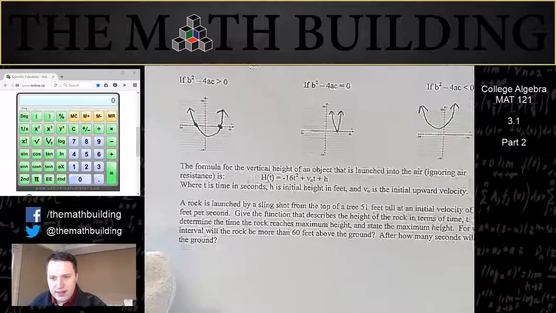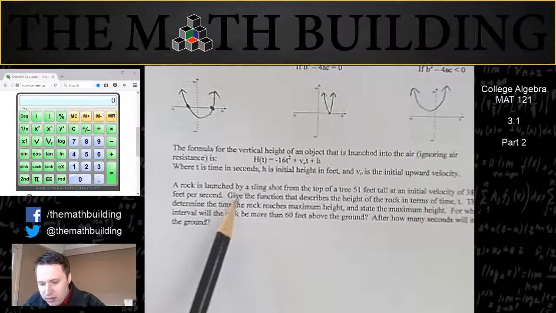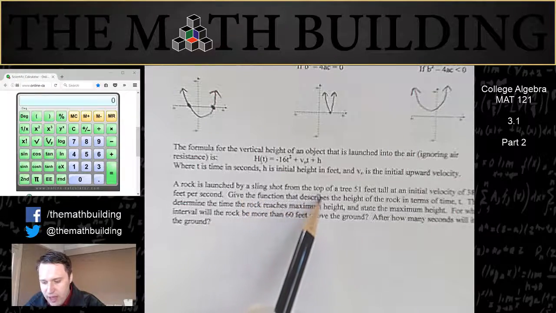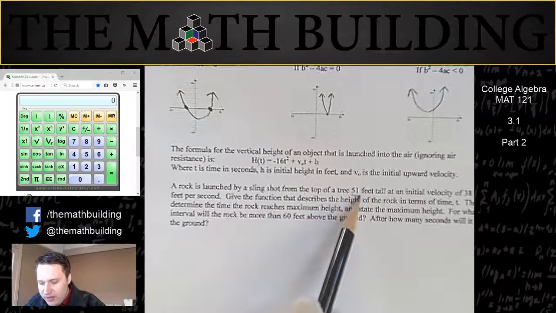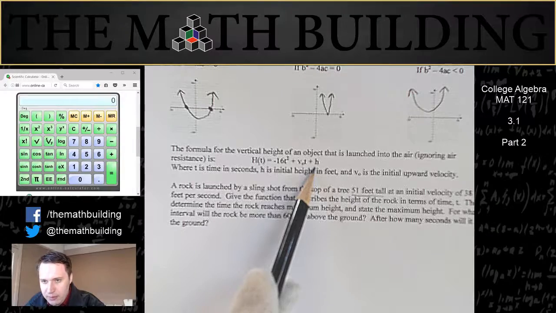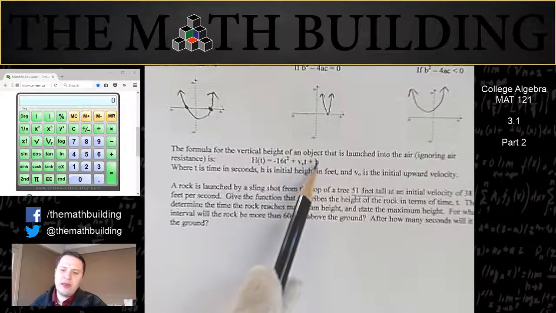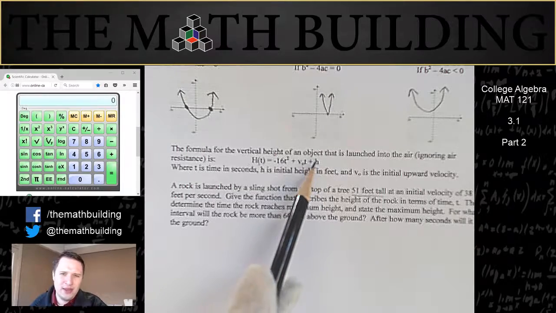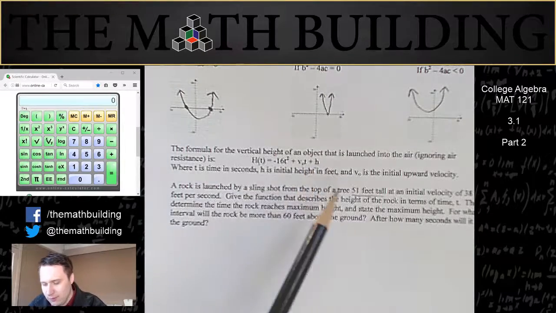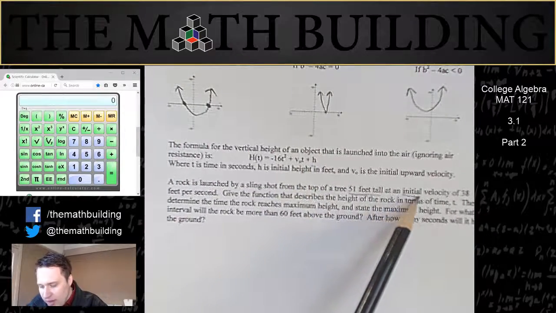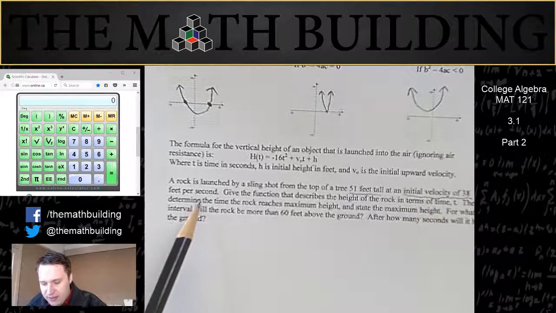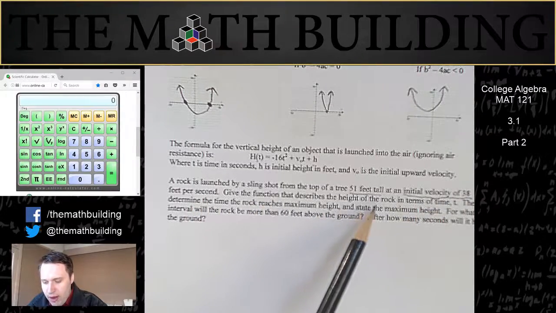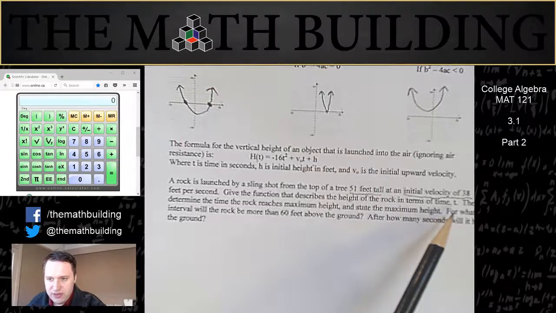So let's look at an example. A rock is launched by a slingshot from the top of a tree 51 feet tall. So that number is going to be my initial height. And by the way, sometimes you see people put an S there instead of H. I don't really know why that is. I like H for height, but whatever. It has an initial velocity of 38 feet per second. Give the function that describes the height of the rock in terms of time.